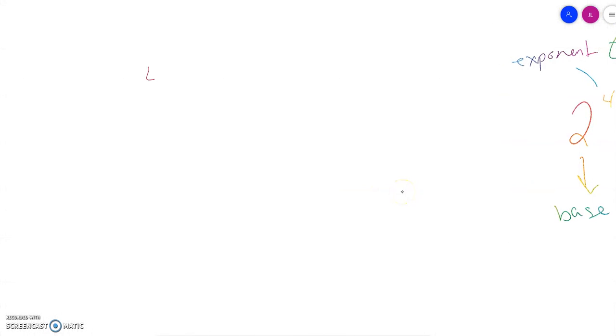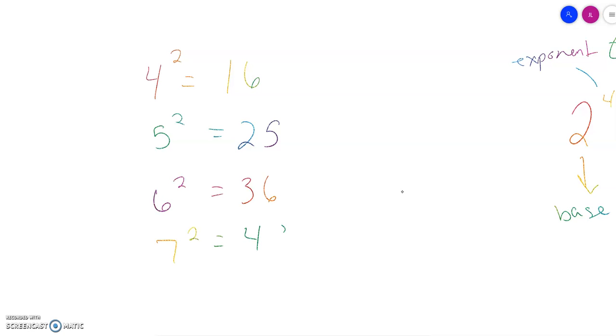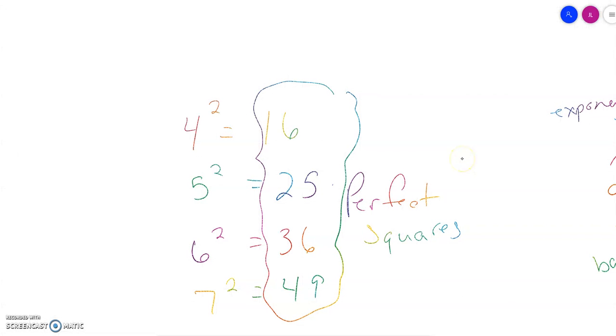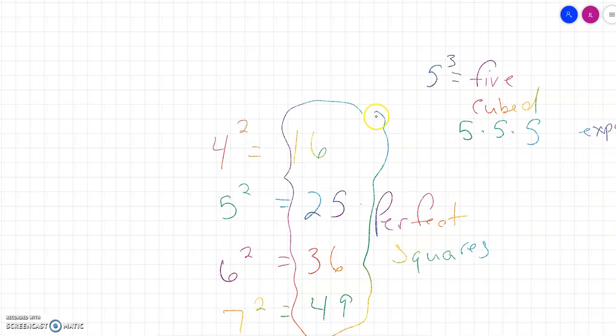So with that, we had 4 squared was 16. 5 squared is 25. 6 squared is 36. 7 squared is 49. All these types of numbers had a special name, and those were called perfect squares. So anytime the power was 2, it was squared. And if I had a power of 3, that's what I would say is 5 cubed. It should be 5 times 5 times 5.